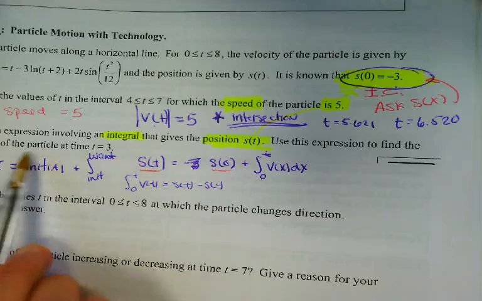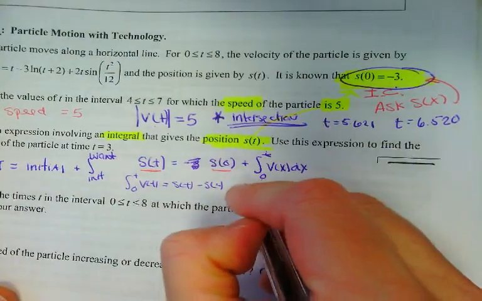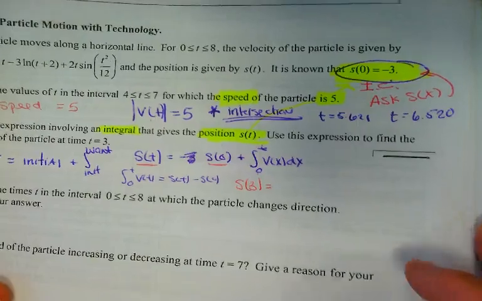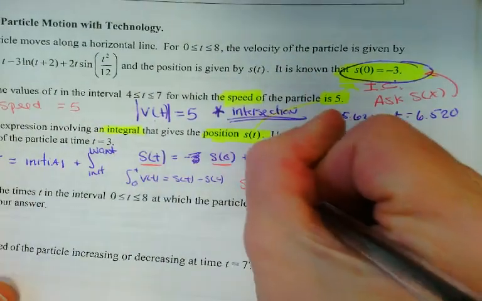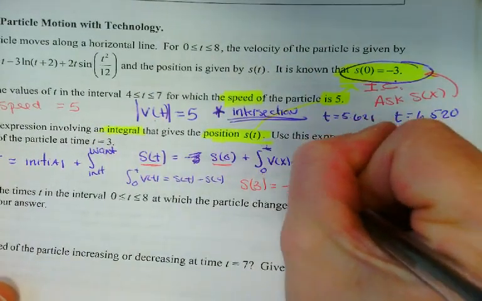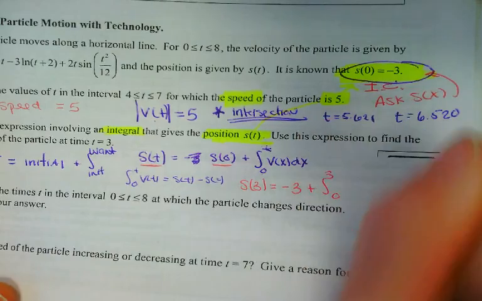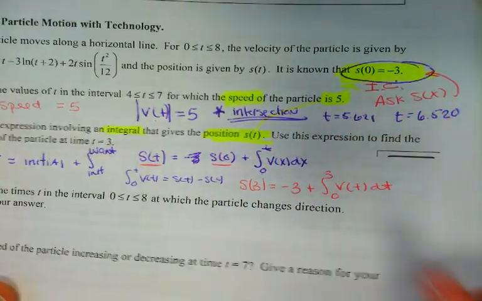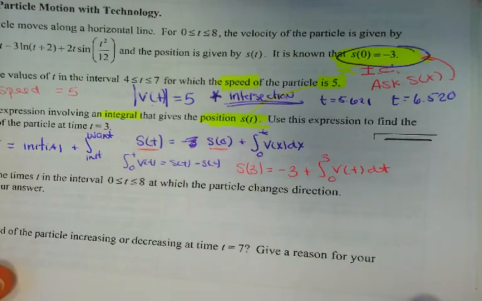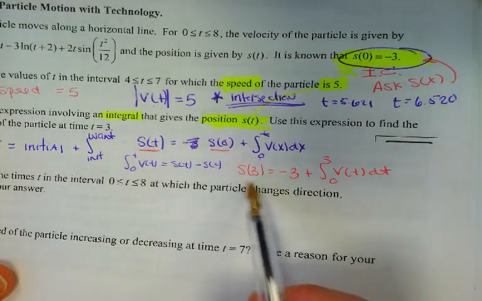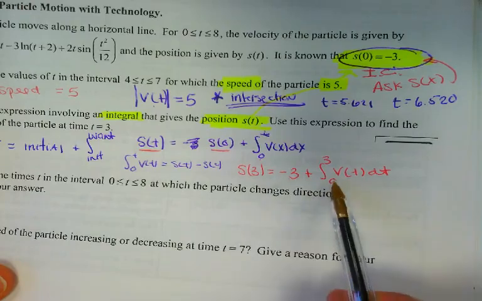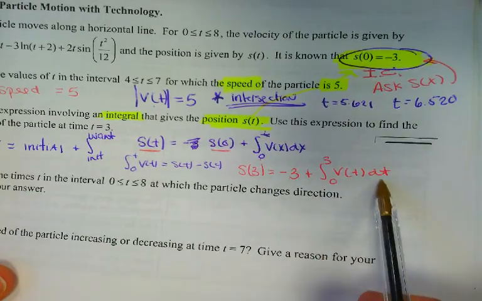Now it wants me to find the particle's position at 3. So I'm going to say s of 3 equals, I'm just plugging 3 into my equation, s of 0, which is -3, plus the integral from 0 to 3. And if I want position, I'm integrating velocity. So I want the position at 3. I have to start with my initial plus my initial to my want of my function.